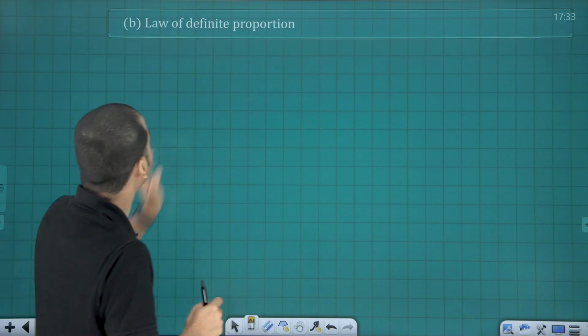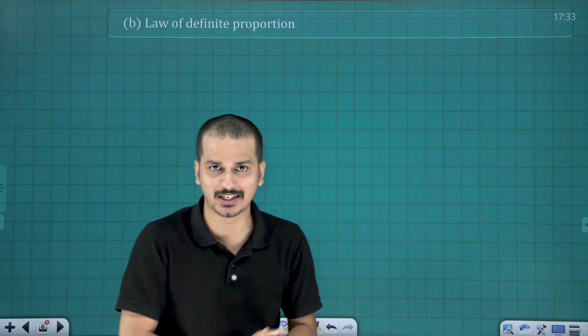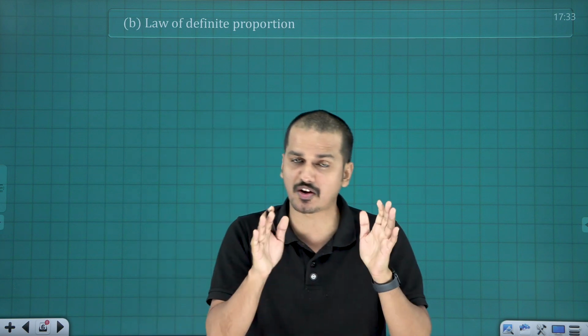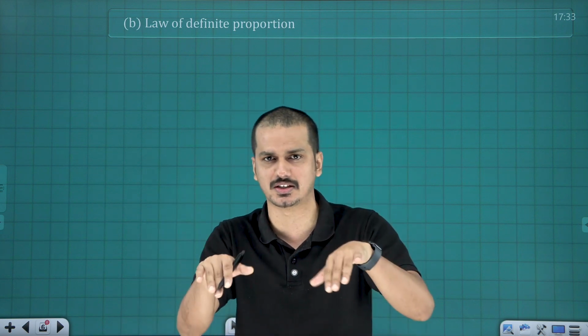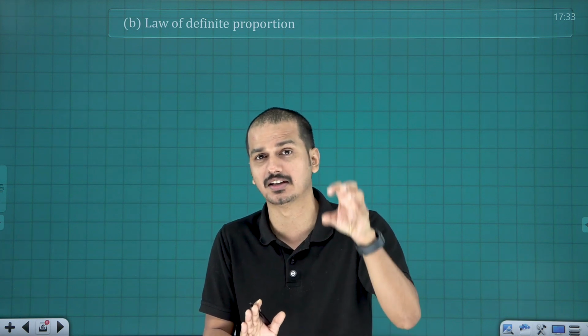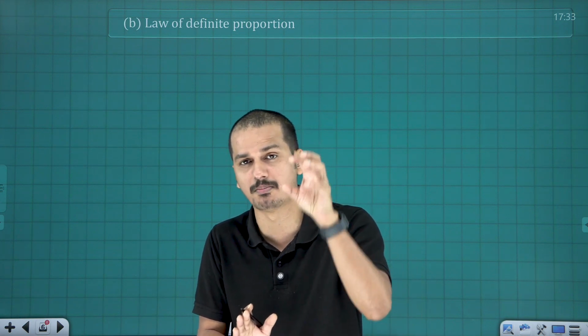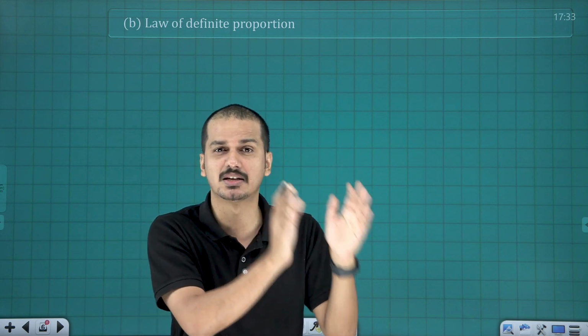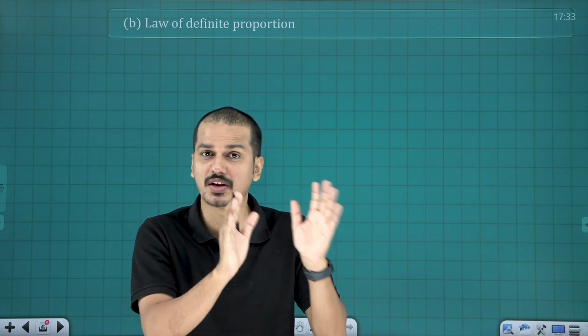Next, we have to look at the law of definite proportion. The law of definite proportion, or law of constant proportion, states that if a compound is formed from any source, the elements present in the compound are combining in a simple whole number ratio of their fixed masses.